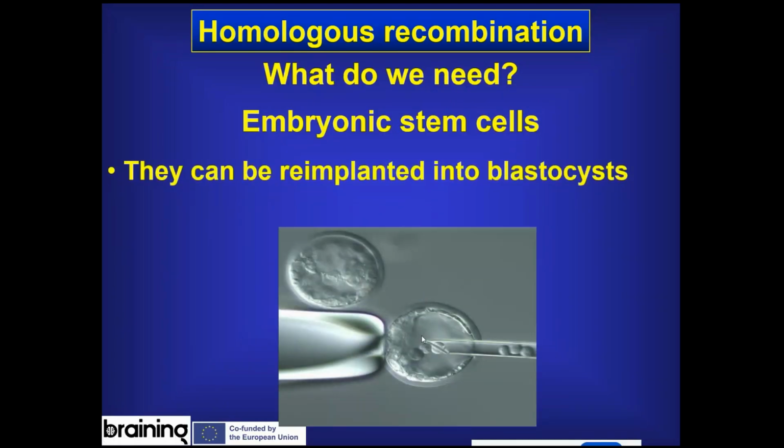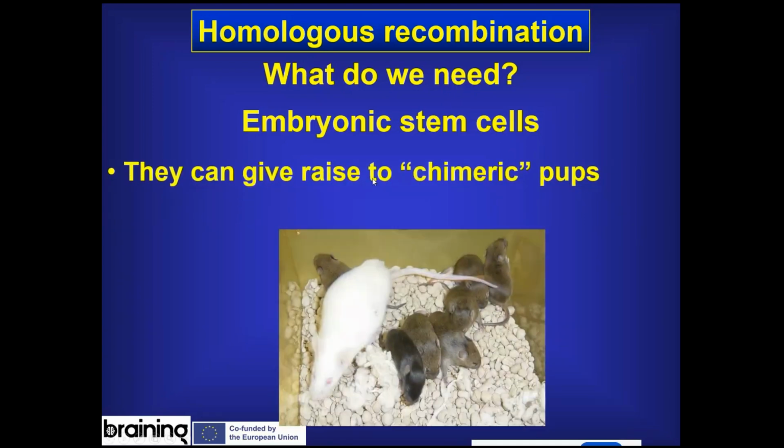And what will happen when you implant this in another blastocyst? You can give rise to chimeric pups. To make the story short, and this way I'll explain why, as you can see here, there is something weird. We have a white mother and different types of pups. We have brown pups, black pups, and brown pups with black spots. Why?